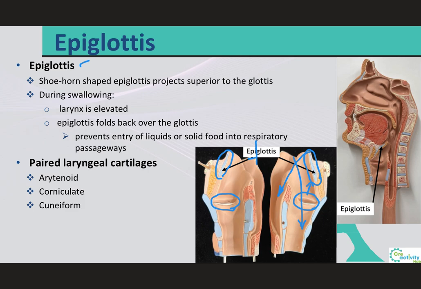And I will show you how this process occurs in the next 2 slides. Also, in addition to the 3 large unpaired cartilages, we have 3 pairs of laryngeal cartilages that are tiny little cartilages. We can't really see them in these images, but they're called arytenoid, corniculate, and cuneiform cartilages. And again, these are paired cartilages, so you will have one on each side.